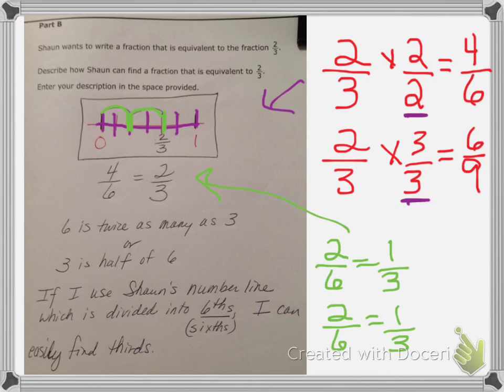So if I use Sean's number line, which is divided into 6, I can easily find thirds, and that's where I'm at. It's okay if you didn't use the number line, but I thought it would be the easiest way to solve it. I hope this helped you.